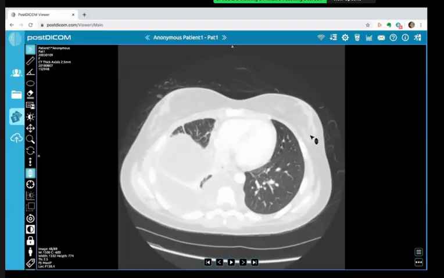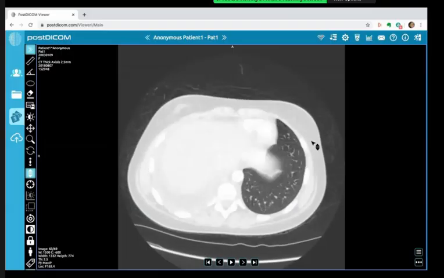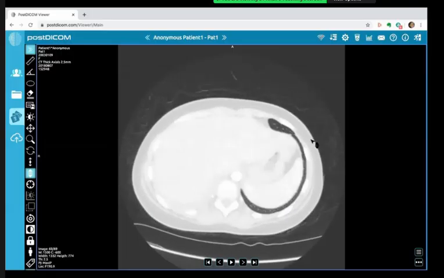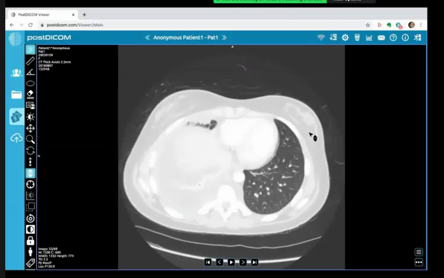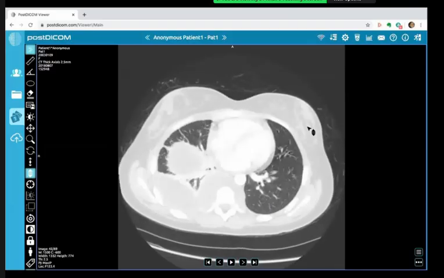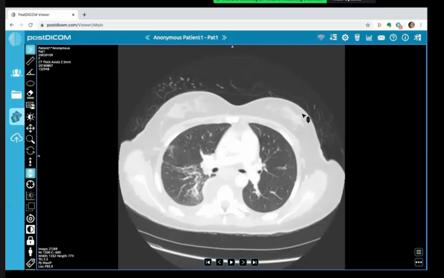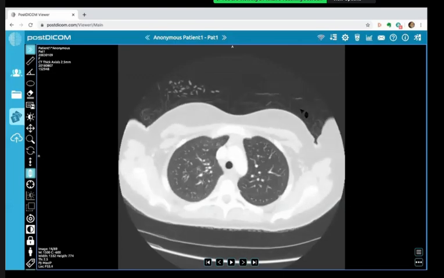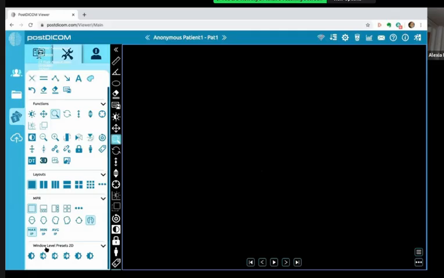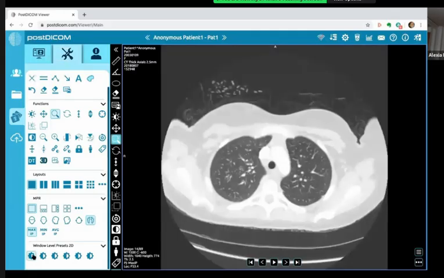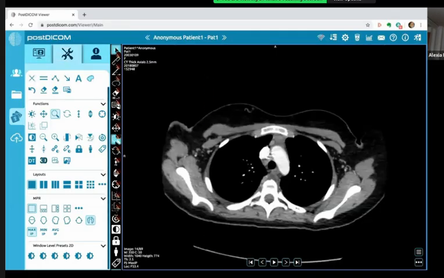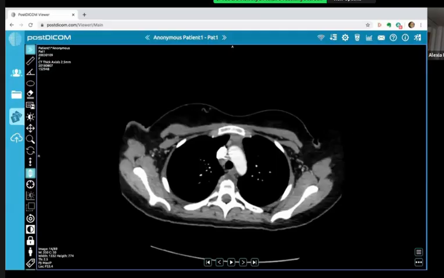I can see early or mild tree-in-bud appearance, maybe in the segments abutting the density that I cannot really appreciate its details on this window. Okay, that's good. I will change to the soft tissue window. Have a look.